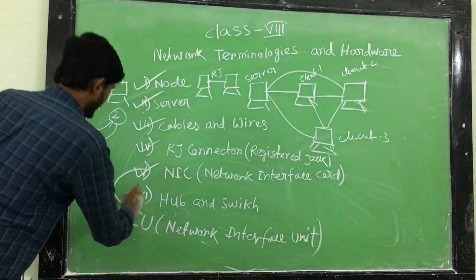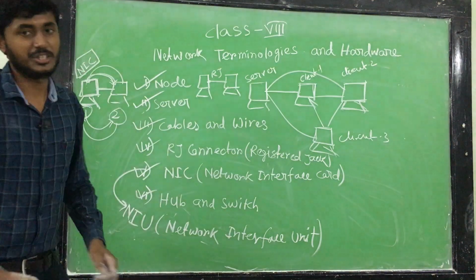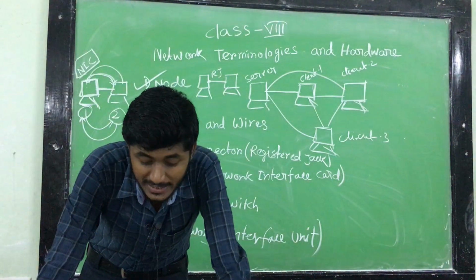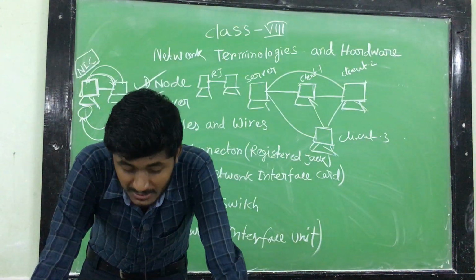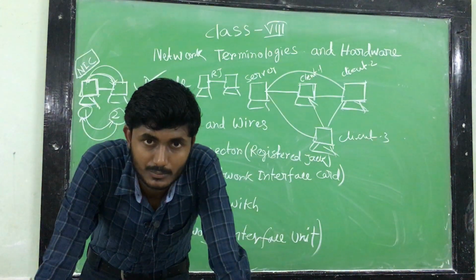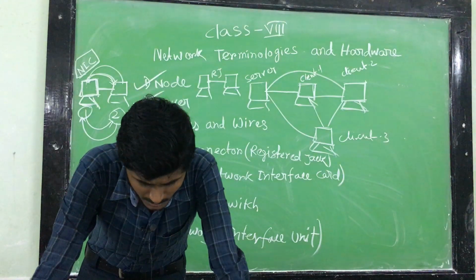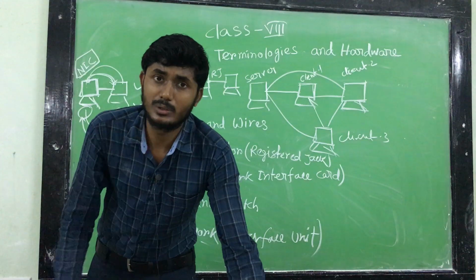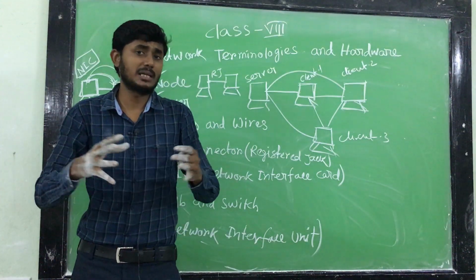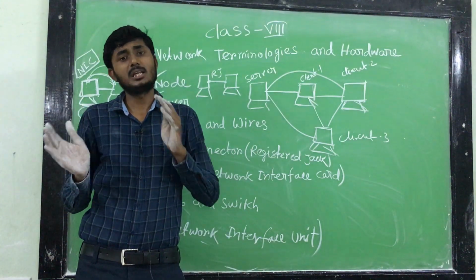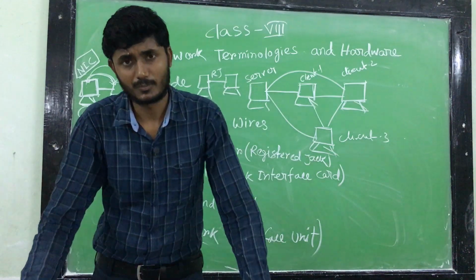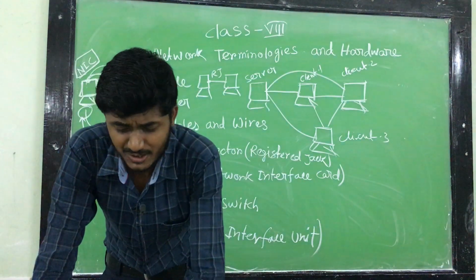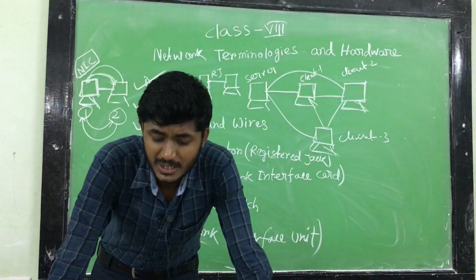The next one is hub and switch. A hub is a device that allows us to connect multiple computers or devices together in a network. With the help of a hub, we can easily connect multiple computers and communicate with each other. This is the actual concept of a hub. Clear?